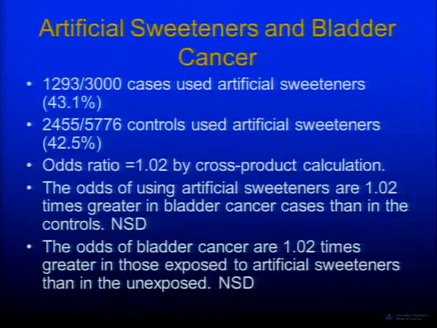So you could say the odds of using artificial sweeteners are 1.02 times greater in bladder cancer cases than in the controls, and this is not a significant difference. That's nothing. It's not elevated at all. Or you could say the odds of bladder cancer are 1.02 times greater in those exposed to artificial sweeteners than in those unexposed. So again, these are examples of what the odds ratios are, how we interpret them, and how we calculate them from a fourfold table. This is all stuff that you should understand.